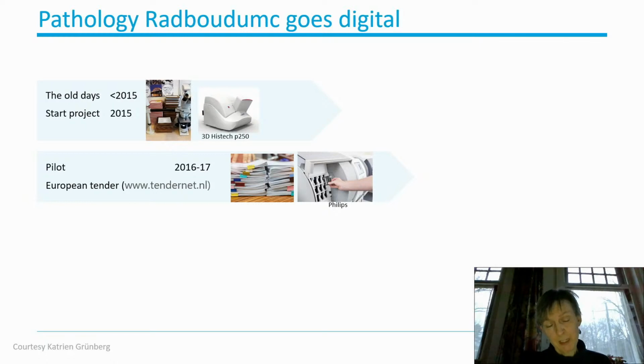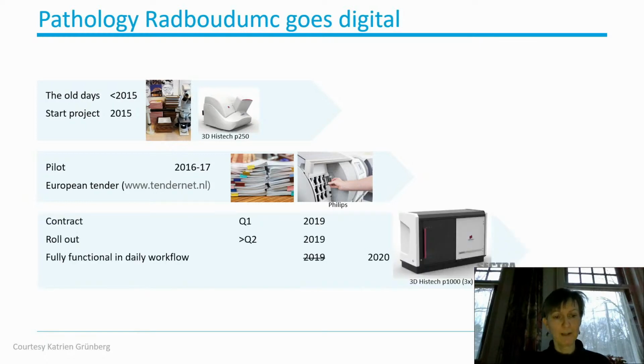And we, together with many different departments and different people that helped us, produced a huge pile of paper, and we had to publish the European tender. And finally, in 2019, Sectra and 3D Histech won the tender and gained a contract to provide a full digital environment for our department.